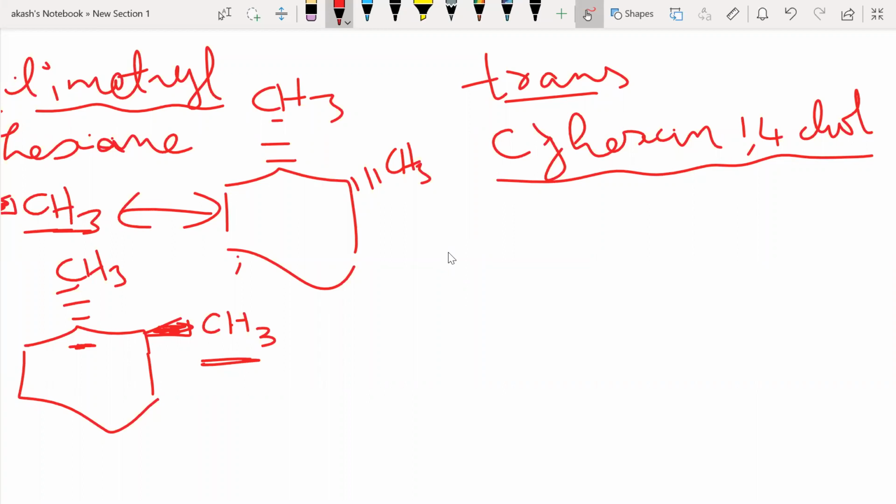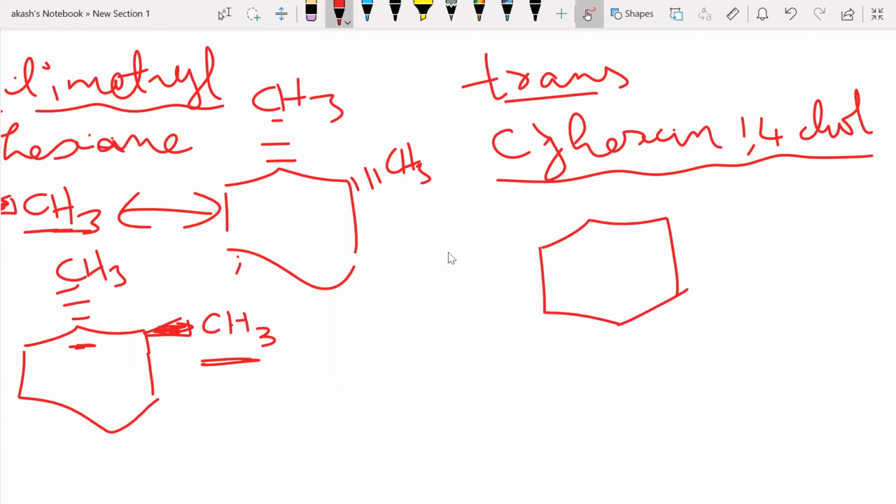So it's not like 1 and 2, first and second position. You have to take the first and fourth carbon atom. Now it is trans. Hope you remember. Okay, done. Pretty simple, right?